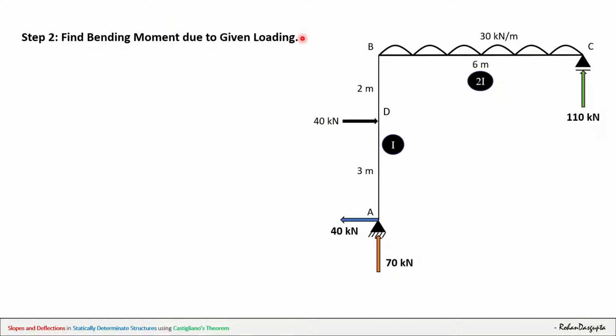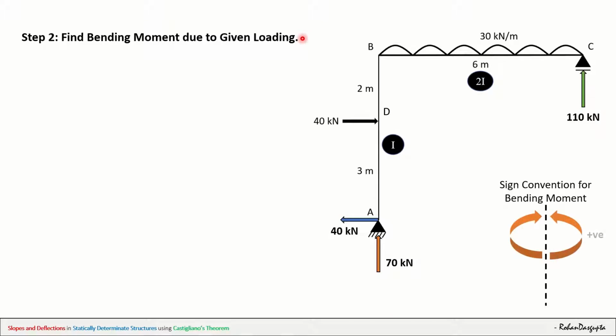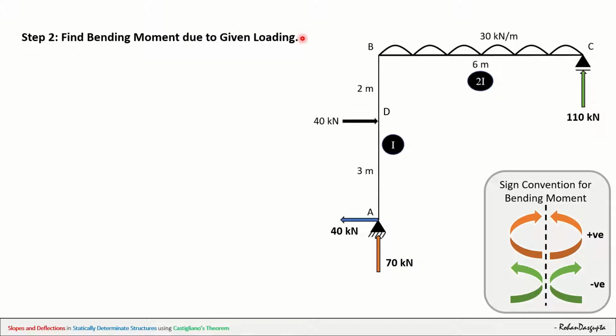And in order to find that out, we need to always remember the sign convention of bending moment, that is, left of the section clockwise moment and right of the section anti-clockwise moments are taken as positive, and left of the section anti-clockwise moment and right of the section clockwise moments are taken as negative. So this is important for us to remember.